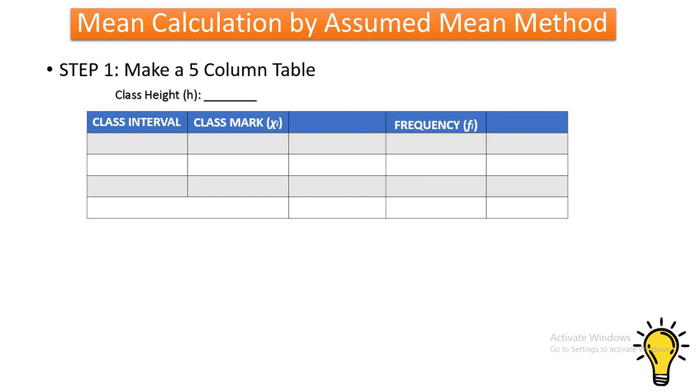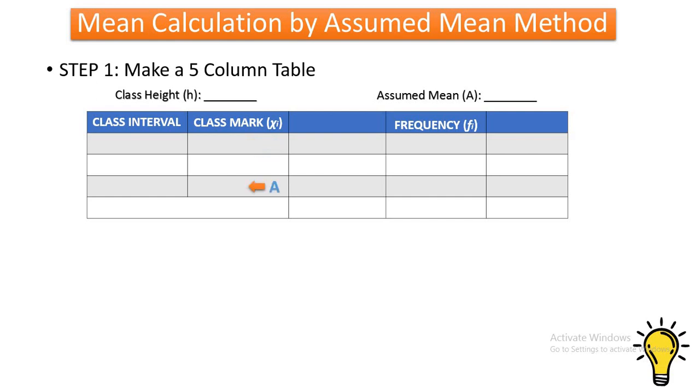So right now we'll assume the mean. We assume the mean from the class mark. Don't forget this. A lot of times students get confused with this. You have to assume the mean from the class mark. Now it could be any mean. It could be from the first value, from the second value, or from the third value.